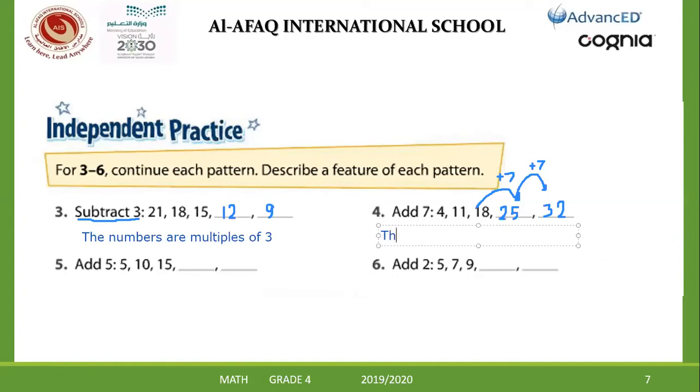So here the numbers alternate even and odd.